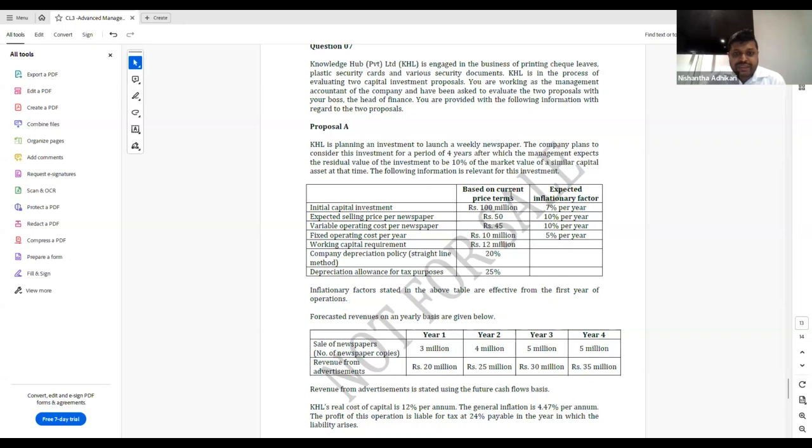Inflation factors stated in the above table are effective from the first year of operation. That means from year one onwards. Forecasted revenue on a yearly basis is given below.